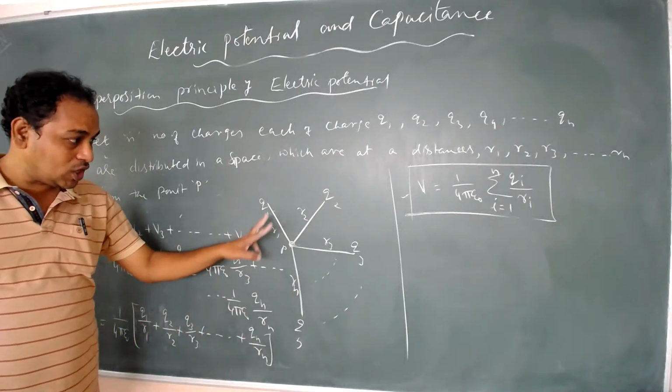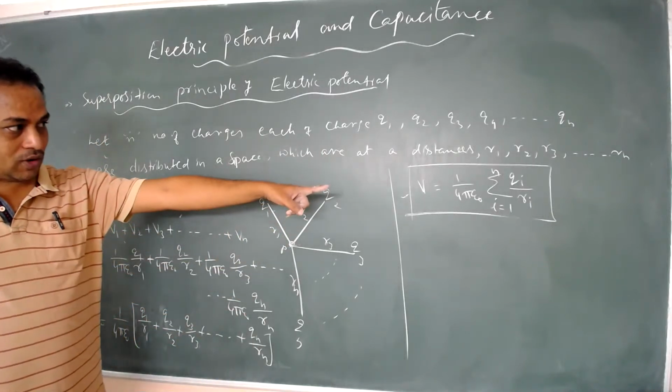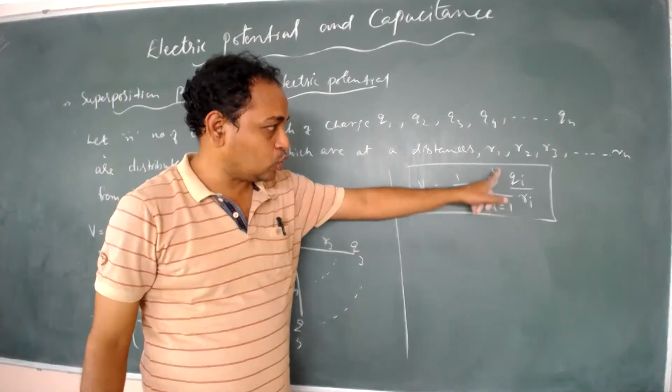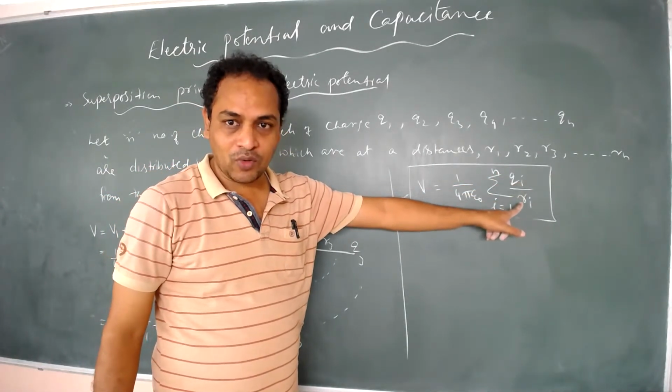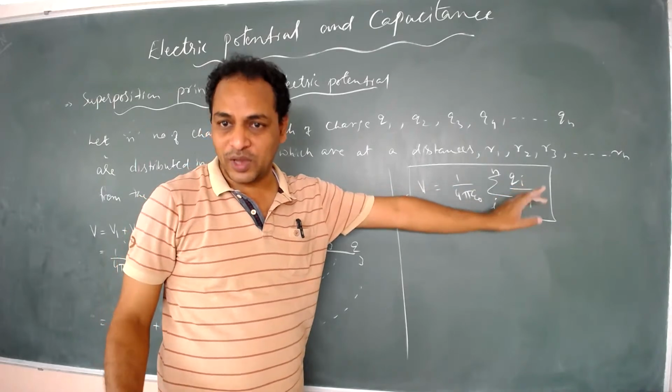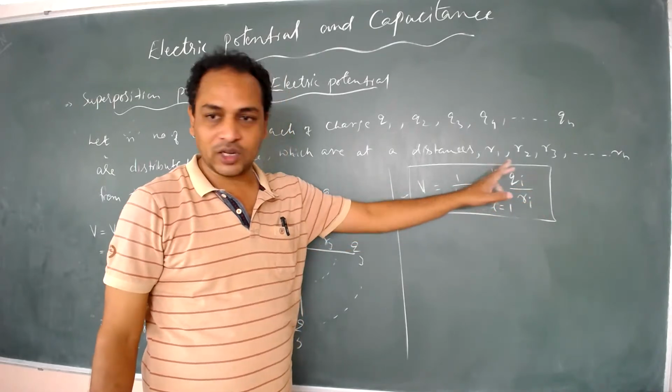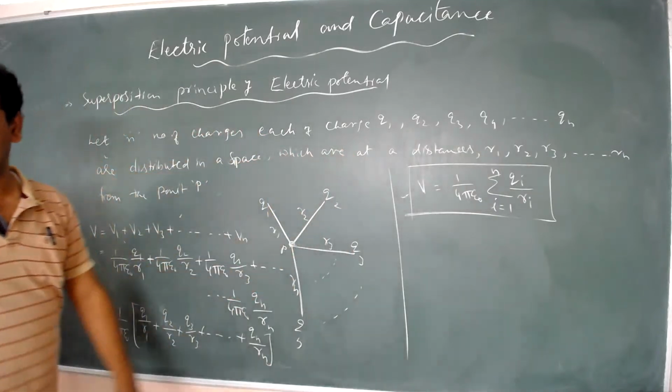Suppose I have taken only 3 charges. Then I will take i equals 1, 2, 3. That means this can be written as Q1 by R1 plus Q2 by R2 plus Q3 by R3. However many charges you take, that many terms.